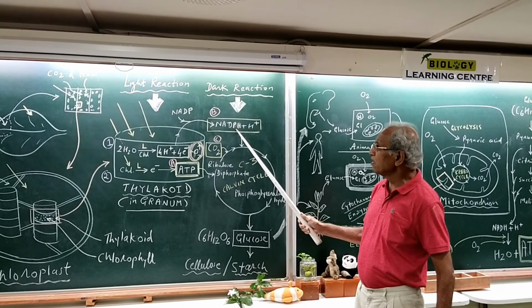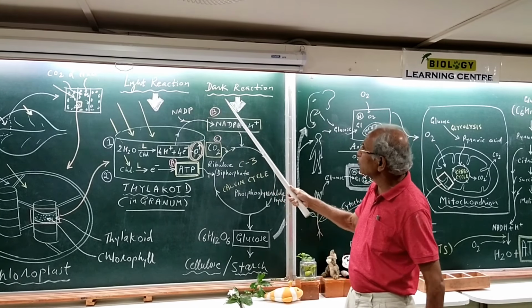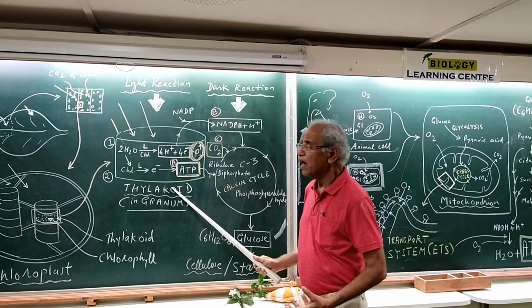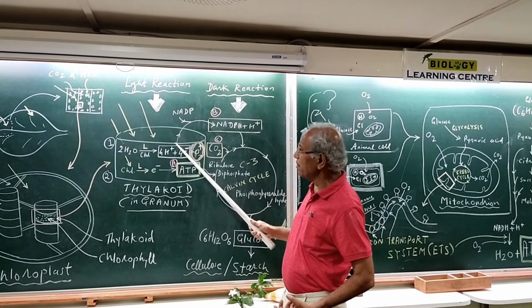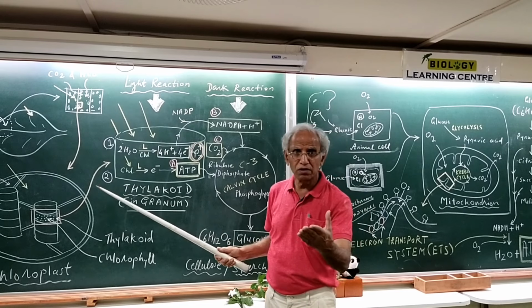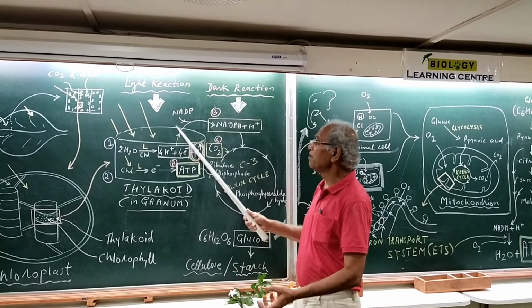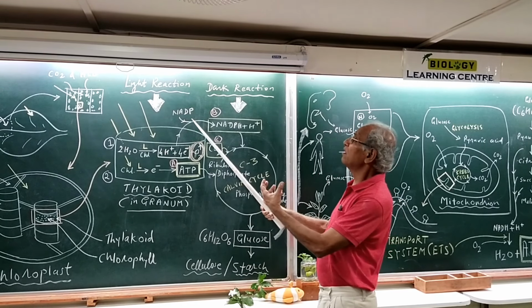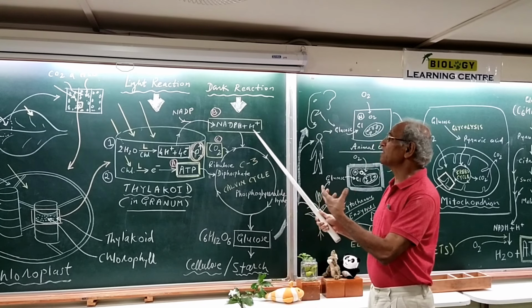How is it produced? Because this is all happening in the stroma, and the NADP is there in the stroma, and NADP will accept the protons. Protons are being produced inside the thylakoid, and NADP will accept them. They will come out. The protons come out, and NADP will accept them, and the material will be NADPH and H.